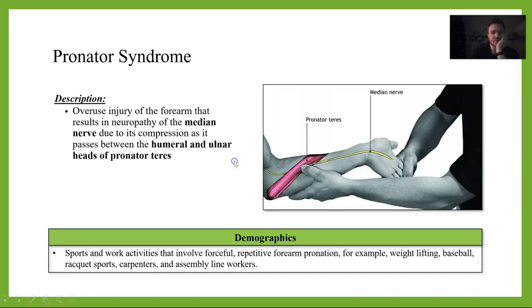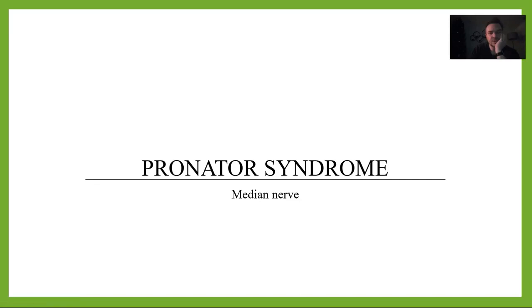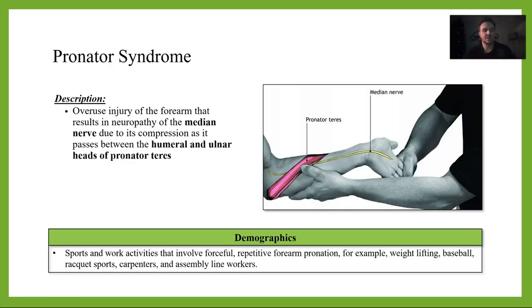So next up is Pronator Syndrome, so move on to this next slide here. It's an overuse injury of the forearm that results in neuropathy of the median nerve due to its compression as it passes between the humeral and ulnar heads of the pronator teres. And so you can see this schematic on the right. This individual is palpating the pronator teres with concurrent wrist extension to put strain through the median nerve, both in a compressive manner and a tensile manner.